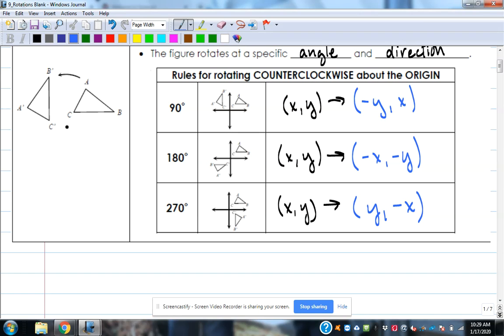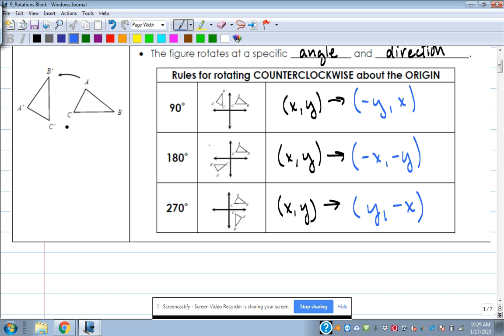So 90 degrees: swap X and Y, change the sign of the Y. 180 degrees: just change both signs. 270: swap X and Y, change the sign of X. That will be a 270-degree counterclockwise rotation.